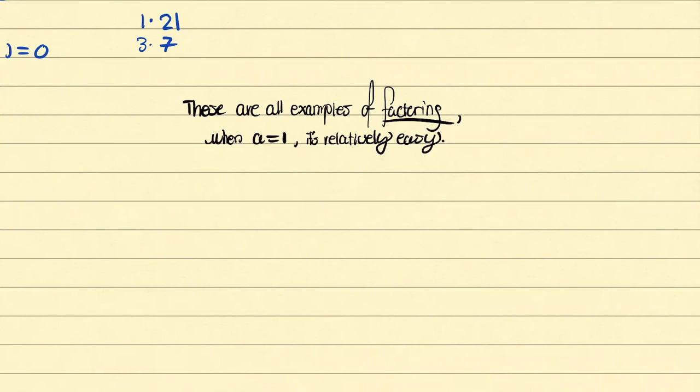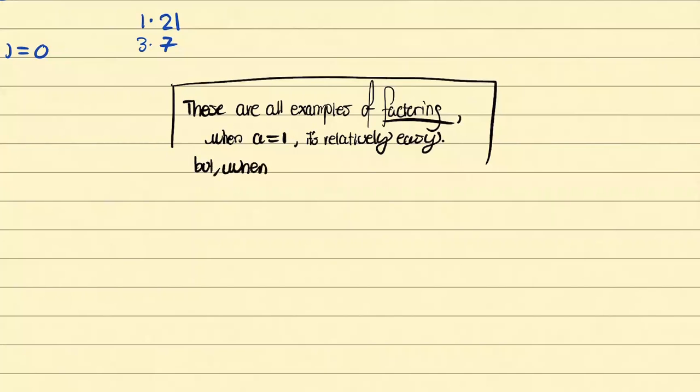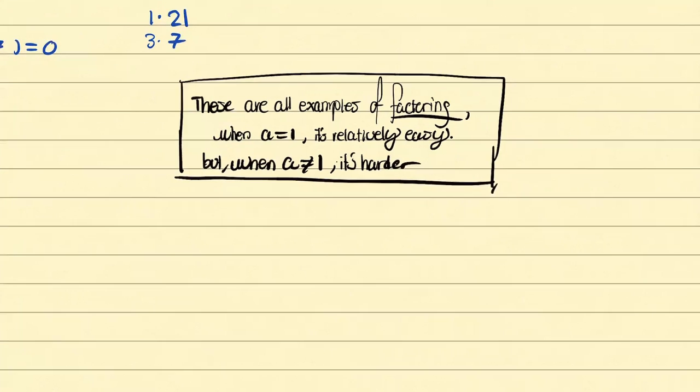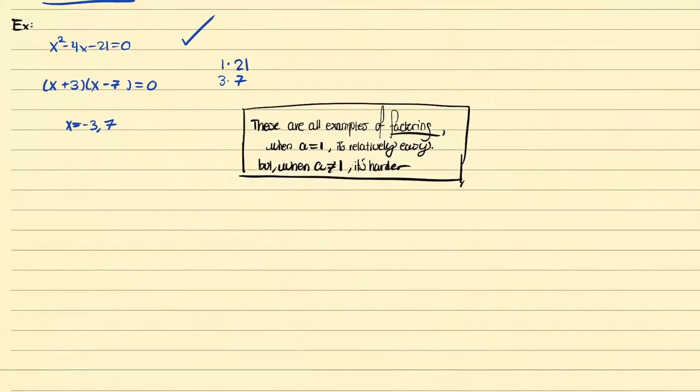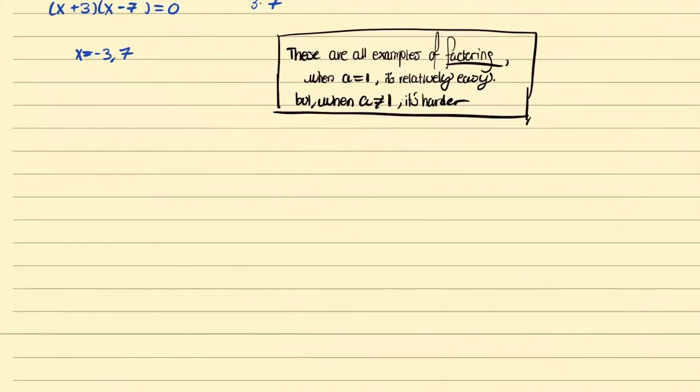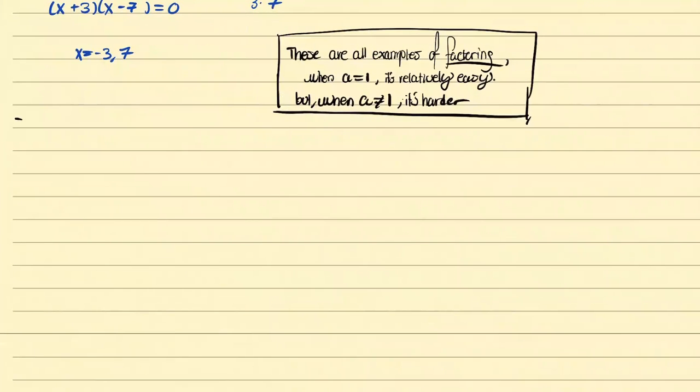But there are examples when a is not 1. So I'm going to leave this as just a little blurb right here. But when a is not equal to 1, meaning -2, +3, +18, anything, it's harder. So let's try some examples. We are still going to use some technique of factoring, but it's going to be a little trickier. So I'll call this section: when a is not equal to 1, how do we factor?